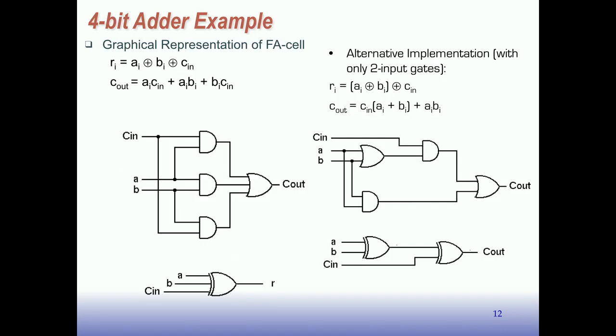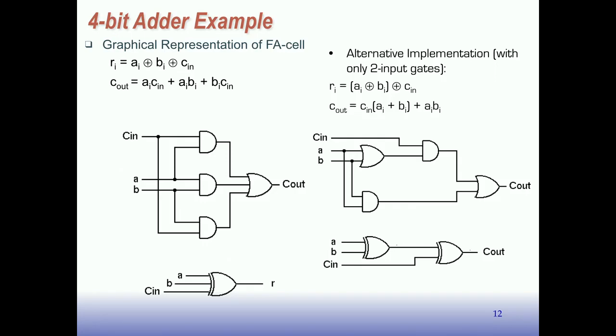There are other ways to compute carry out, for instance. Here's another form. This form is an alternative implementation using only two input gates. You can think of that as, here, what we did is factor out C in. Factoring out like that introduces another AND gate at this point, but it gives us a way to implement that function with only two input gates.